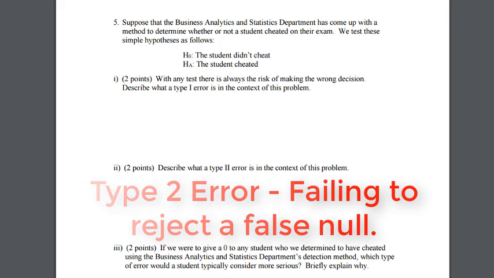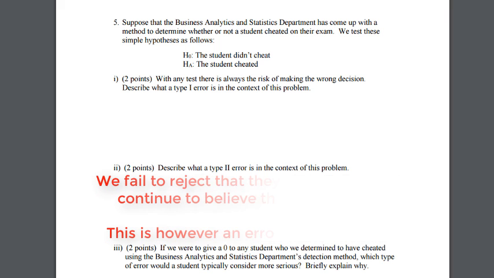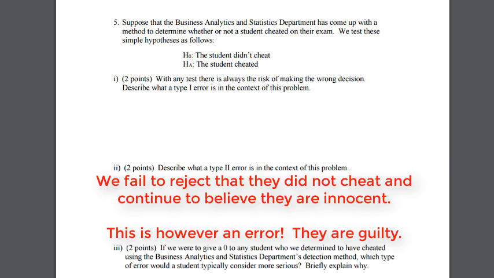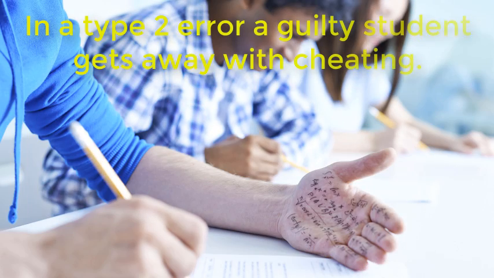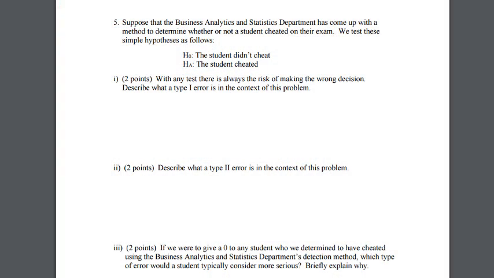What does that mean here? We fail to reject the null that the student did not cheat when that is in fact false. So we continue to believe the student did not cheat. Meanwhile, the student cheated. So with this in mind right here, what happens? Well, we as instructors go by and say, great job on the test, and the student cheated. So the student gets away with cheating.